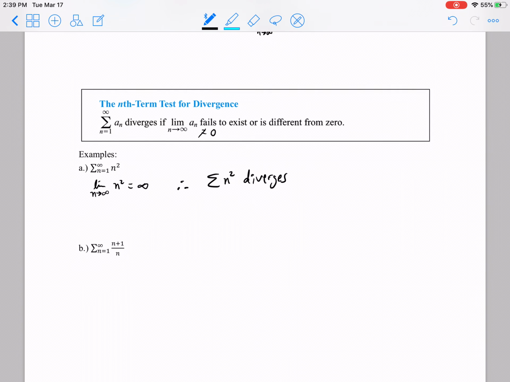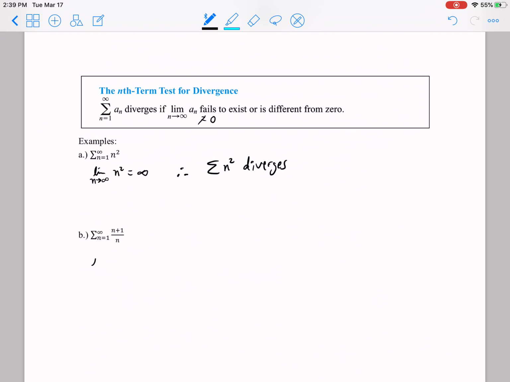Let's take a look at the next one. We'll look at the actual sequence. The limit as n goes to infinity of n plus 1 over n equals the limit as n goes to infinity of n divided by n, which is 1, plus the 1 over n part. That's a 1 plus a 0. That's a 1. That does not equal 0. Therefore, our sum diverges.